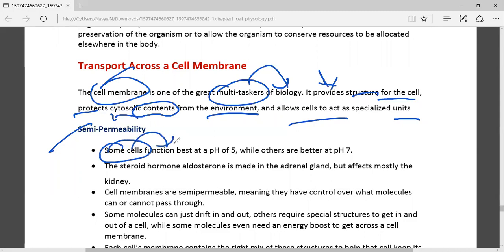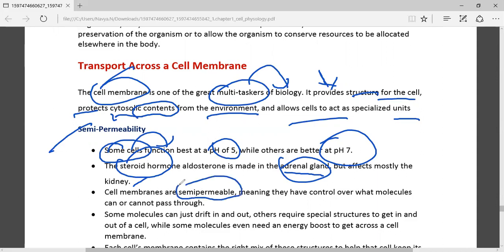Some cells function best at a pH level of 5, while others function better at a pH level of 7. And the steroid hormone is made by the adrenal gland. So what does it affect? It mostly affects the kidney and the adrenal gland, and the cell membranes are semi-permeable.